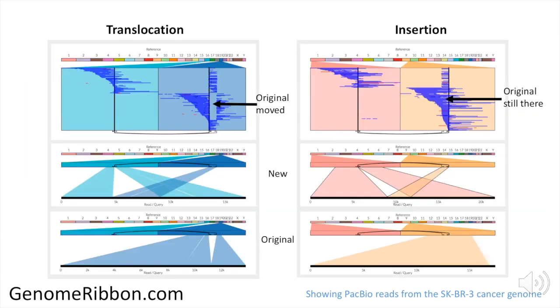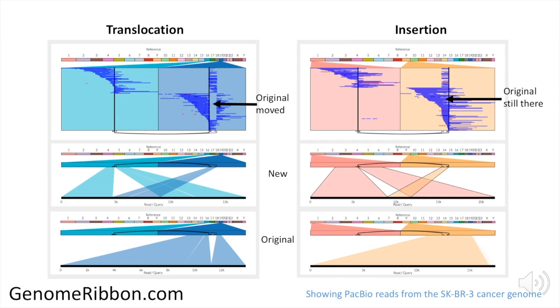This one shows a comparison between a translocation and an insertion. The insertion is one of the ones we were just looking at before, the one that goes into chromosome 1. And you can see that for the translocation, the original sequence has actually moved, and for an insertion, the original sequence is still there.